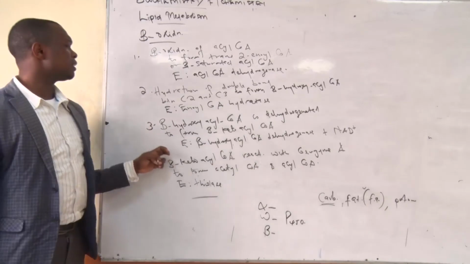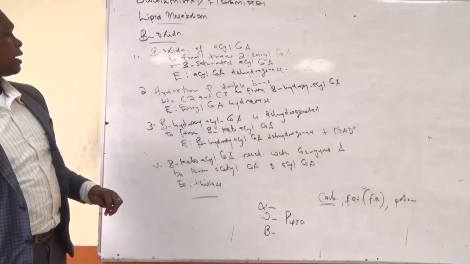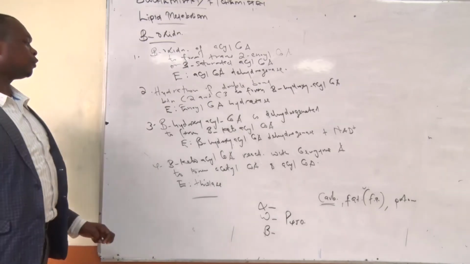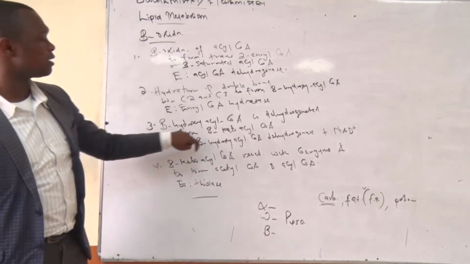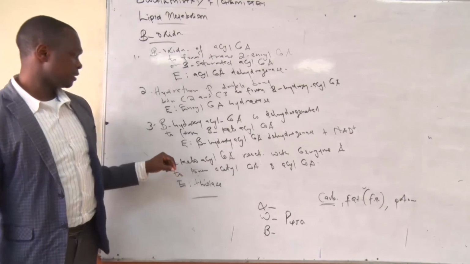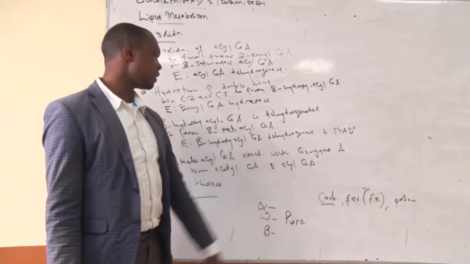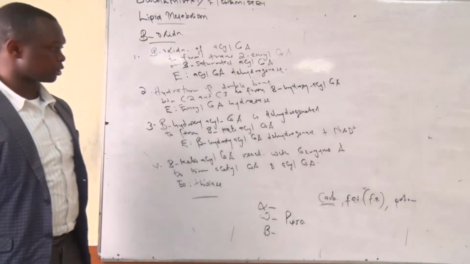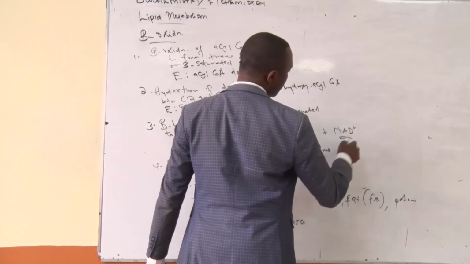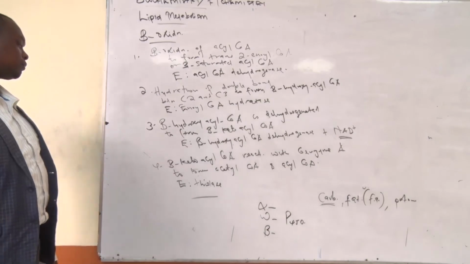Now in step number 3, we have the beta hydroxyacyl CoA undergoing a dehydrogenation reaction to form beta ketoacyl CoA. The main enzyme which catalyzes the reaction is called beta hydroxyacyl CoA dehydrogenase, as well as the NAD ion, that is the nicotinamide adenine dinucleotide ion.